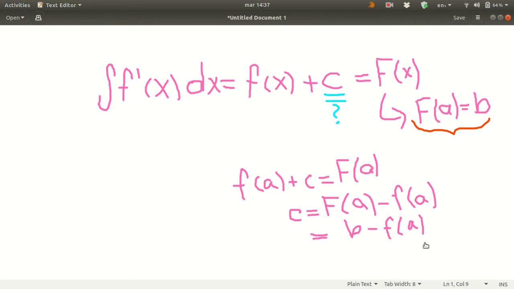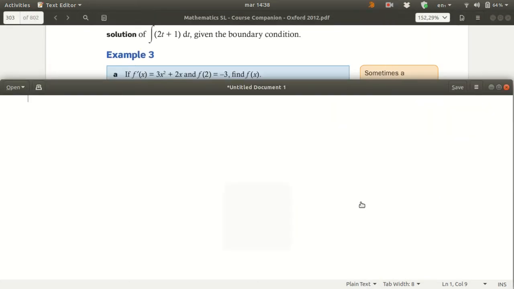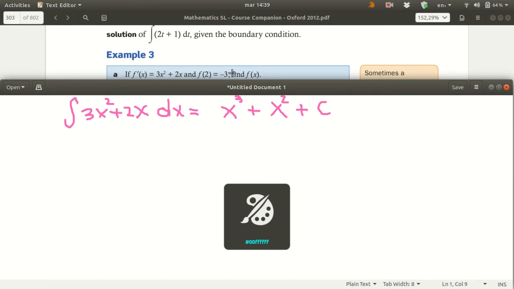Okay, but this is only a general case. Let's take a look at an example to see how it actually works. In this example we have the integral of 3x squared plus 2x, and we know by finding the antiderivatives that is going to be equal to x to the power of 3 plus x to the power of 2 plus a constant c.